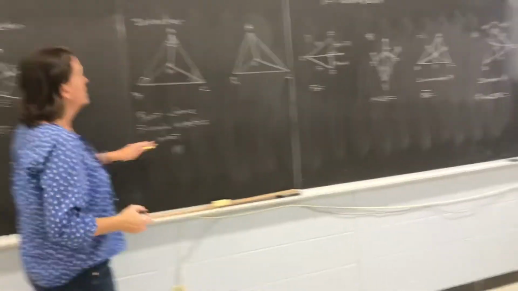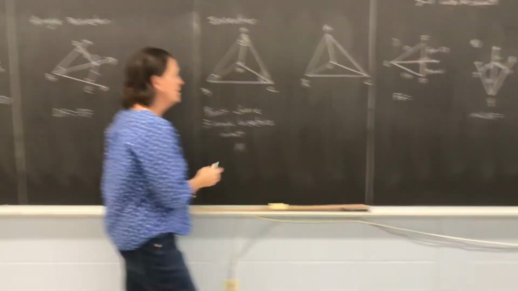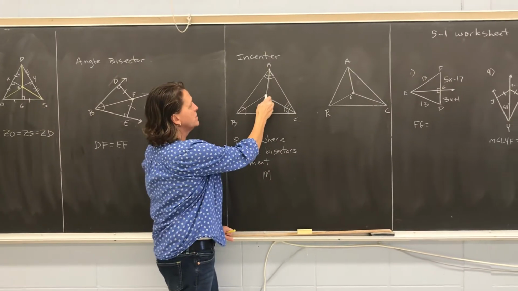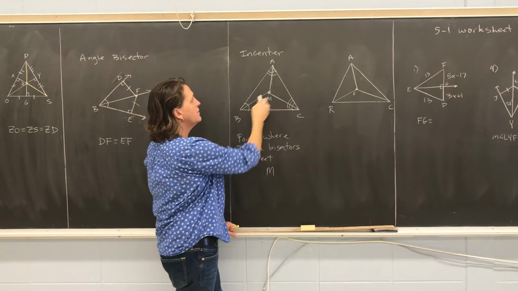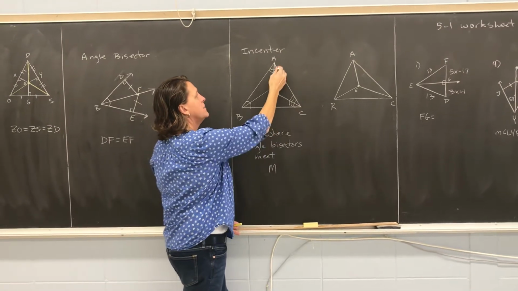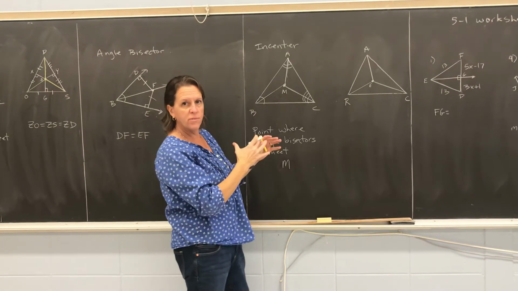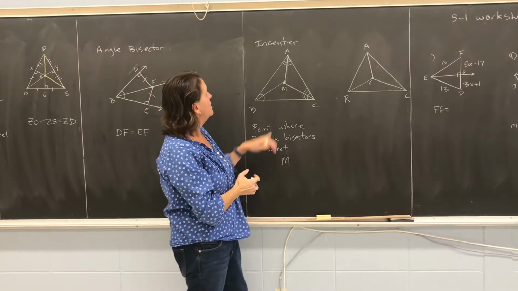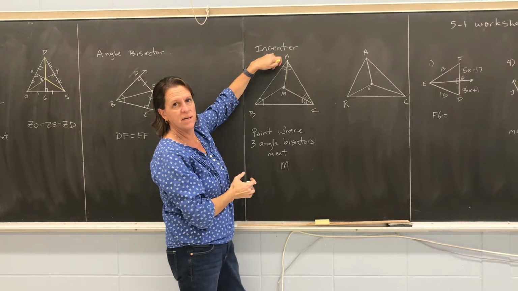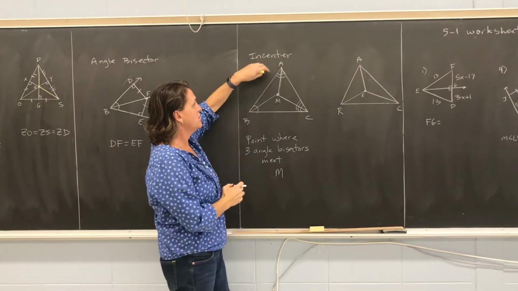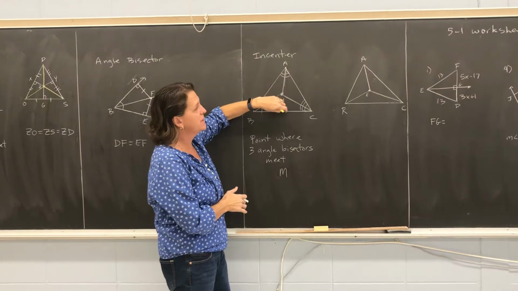All right. So just like we did before, now we have a triangle with three angle bisectors. So here's my point in the middle, and then if I go out to the sides, I'm cutting each angle in half. So the point where they all three meet is called an incenter. Okay, so circumcenter is where three perpendicular bisectors meet. Incenter is where three angle bisectors meet.